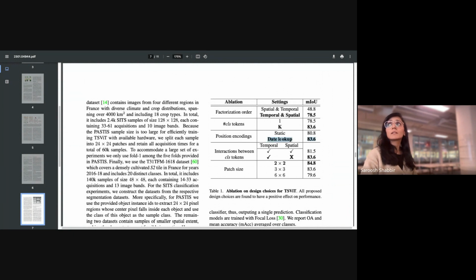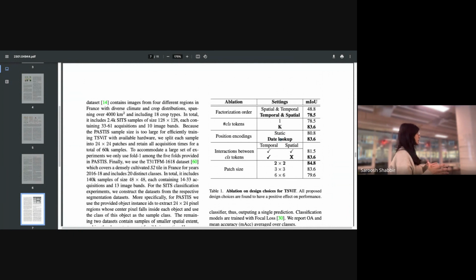Date lookup, the way they refer to it is actually, if you look in the code, not that clear. What they actually end up doing is basically just having temporal encoding or spatial encoding for each time point, and then adding the particular embedding for that point to the patch instead of having a lookup table. And then the patch size also, and that's quite intuitive.